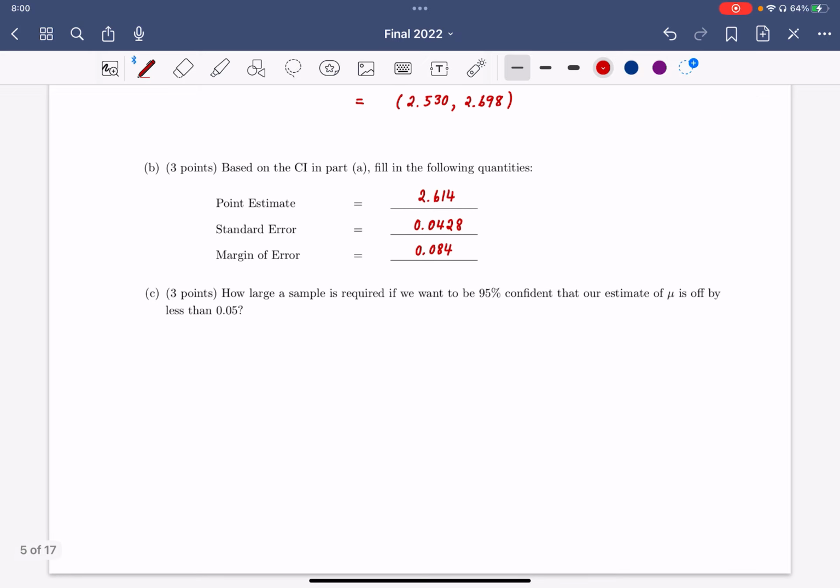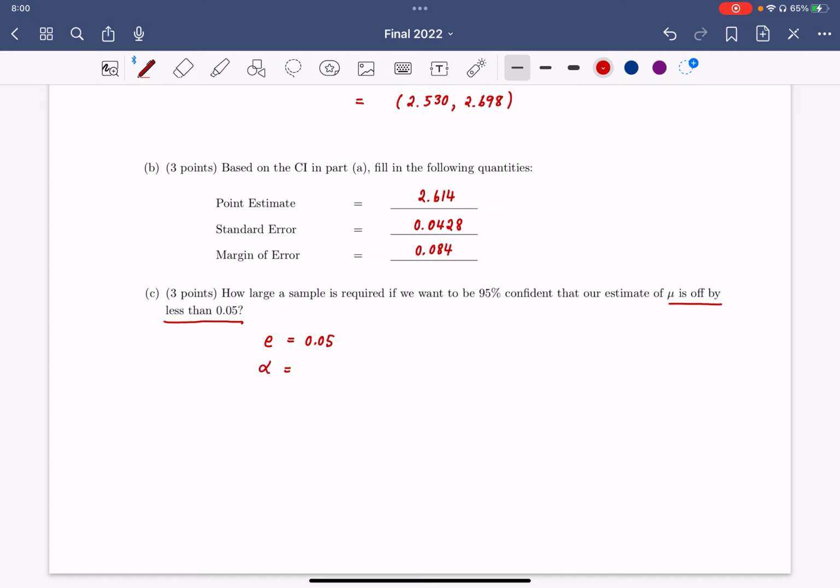How large a sample is required if we want to be 95% confident that our estimate of mu is off by less than 0.05? So basically, this is a question about the sample size. You can look up the sample size formula in the formula sheet and go from there. This question asks, if we want to estimate mu, and we want the error to be less than 0.05, that means they want E to be 0.05.